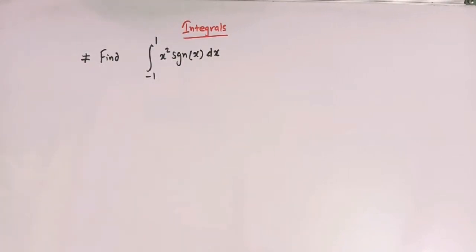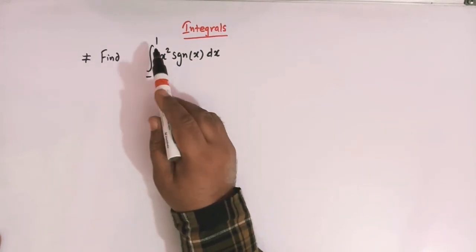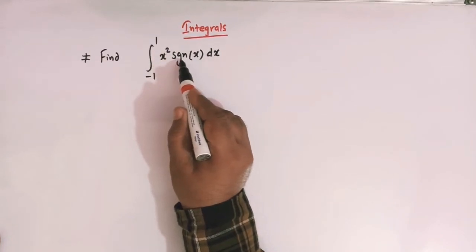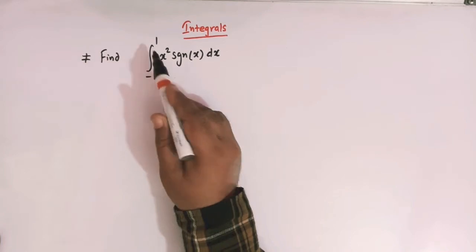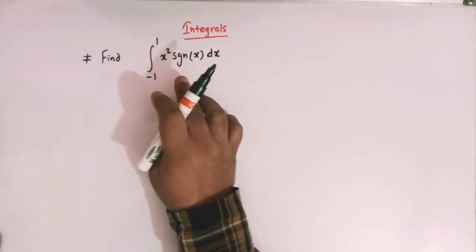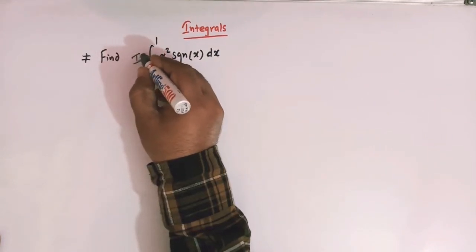Hello viewers, in today's class we are going to discuss an important and conceptual problem from integrals. Here we have a simple problem: we have to calculate the integral of x square times the signum function of x, and the limits are from -1 to 1. So let us solve this integral, and let us first call this integral as I.